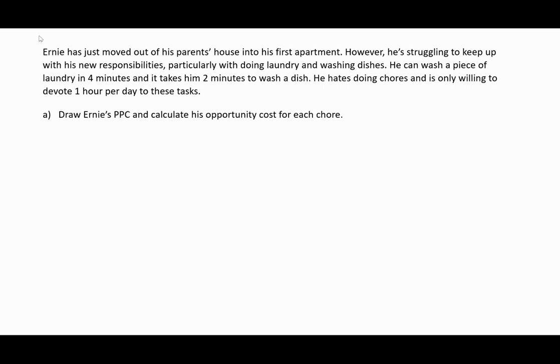Part A, draw Ernie's PPC and calculate his opportunity cost for each good. Okay, so first of all, what is PPC? PPC stands for the Production Possibilities Curve. So if he's using his 1 hour, that's going to be his resource, efficiently, what are the bundles of laundry and dishes that he could efficiently produce?